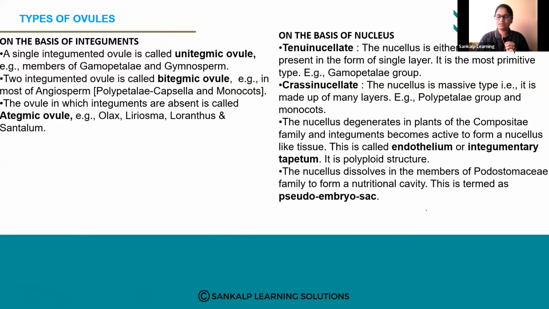So after fertilization, what happens? The nucellus tissue will degenerate. And the integument layer becomes active to form nucellus-like tissue, which is called endothelium or integumentary tapetum in the ovary. This is regarding the classification based on nucellus.